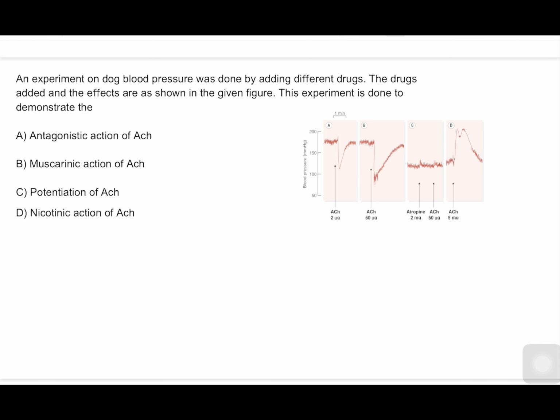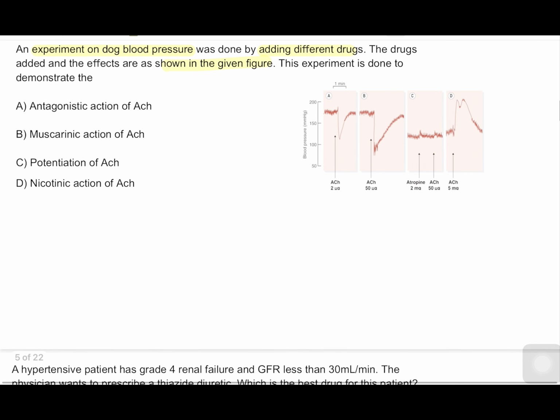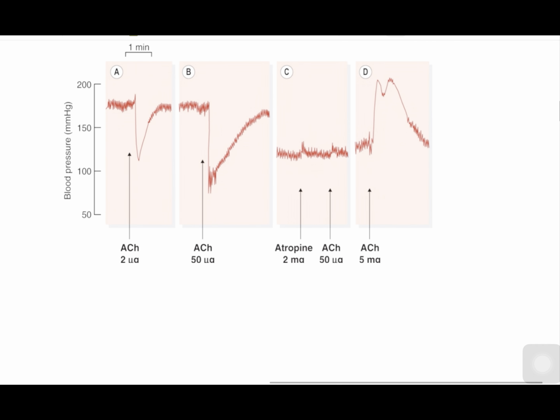Next question is from ANS, autonomic nervous system. So in this question they are asking, an experiment on dog blood pressure was done by adding different drugs. The drug added and effect are shown in the given graph. What has this experiment demonstrated? So here you can see this was the graph.